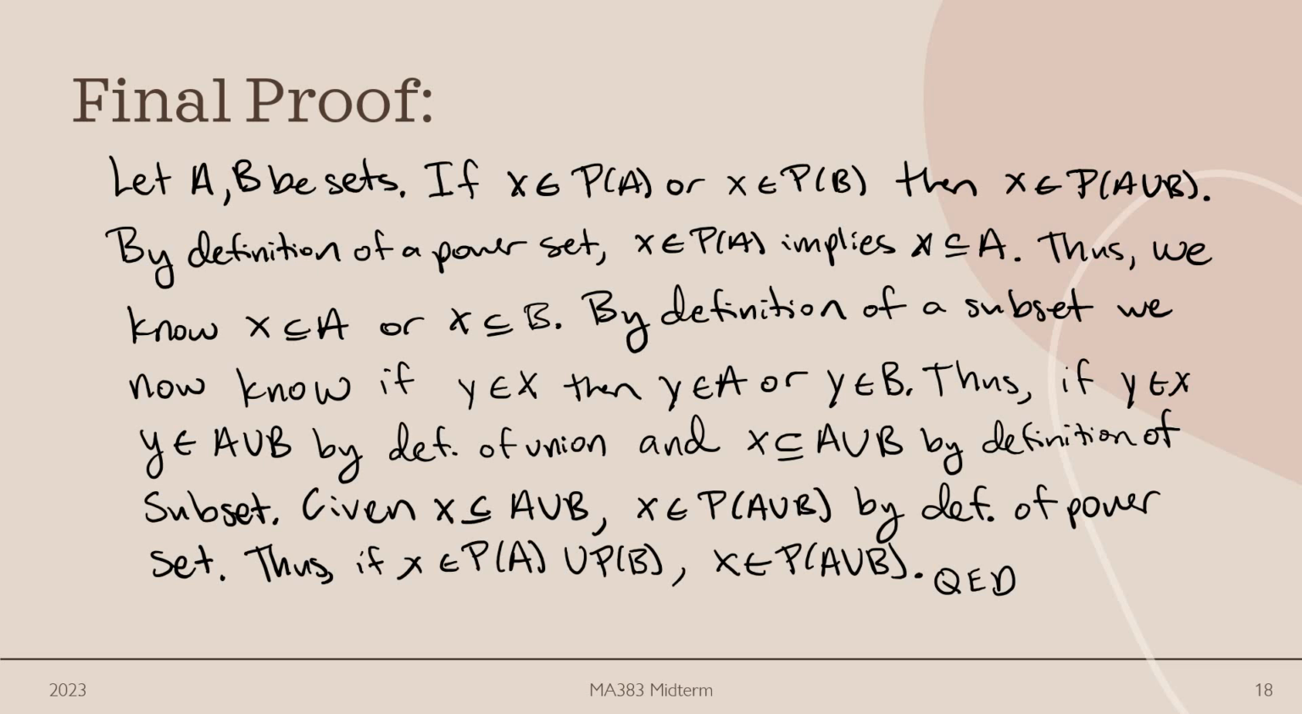Now, here's our final proof based off of these sets. As I talked about, we're going to start this proof with our expanded if-then statement right here. So, we know that A and B are sets. If X is an element of the power set of A or X is an element of the power set of B, then X is an element of the power set of A union B. Now, by definition of a power set, if X is an element of the power set of A, then X is a subset of A. And thus we now know that X is a subset of A or X is a subset of B.